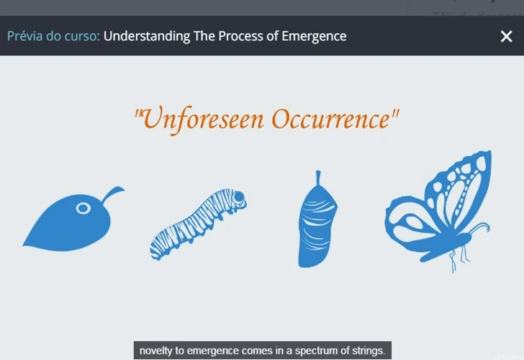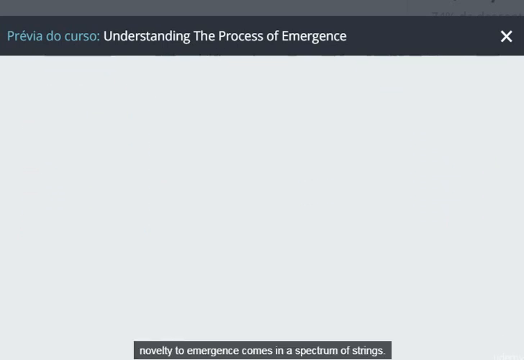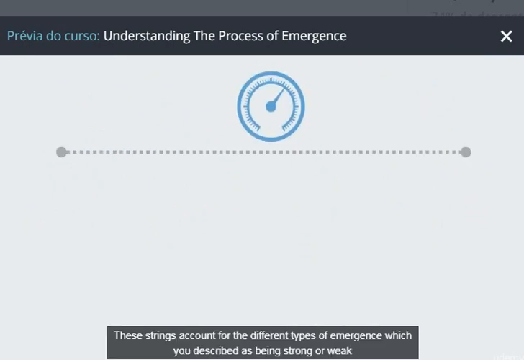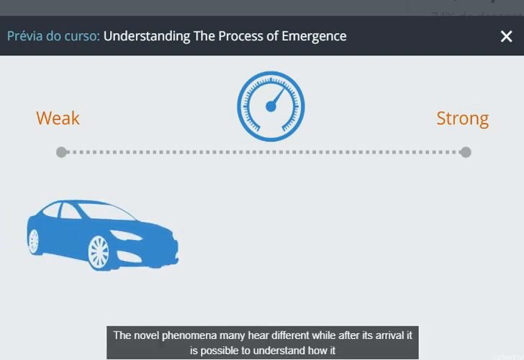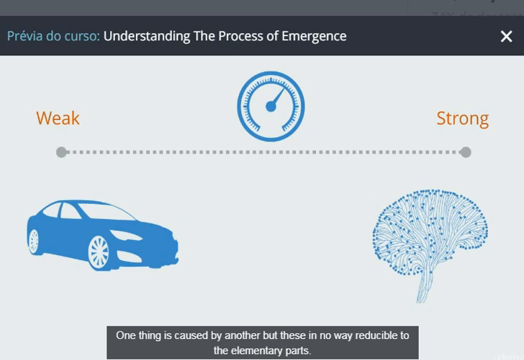This novelty to emergence comes in a spectrum of strengths. These strengths account for the different types of emergence, which are described as being strong or weak. At the weak end of the spectrum, the novel phenomena may only appear different, while after its arrival, it is possible to understand how it derives from some set of elementary parts. At the strong end of the spectrum, one thing is caused by another, but it is in no way reducible to the elementary parts.